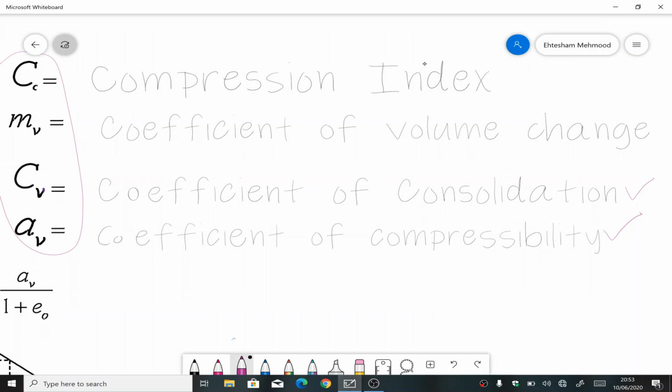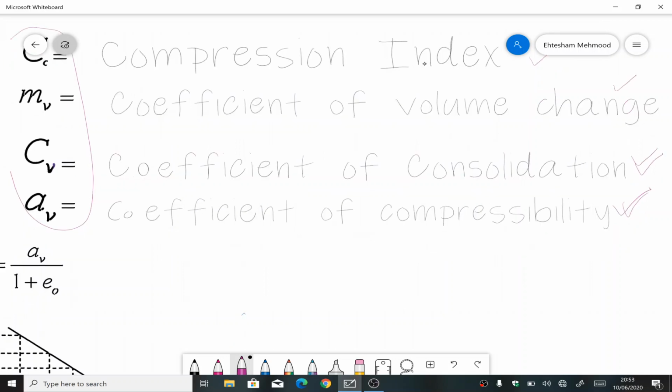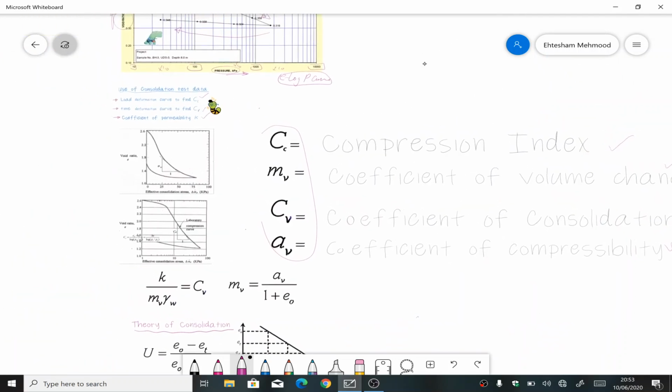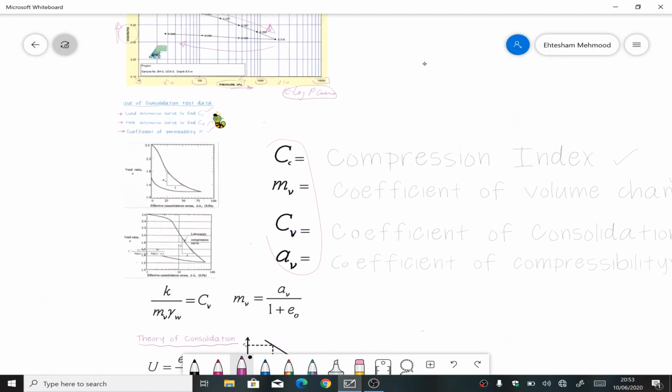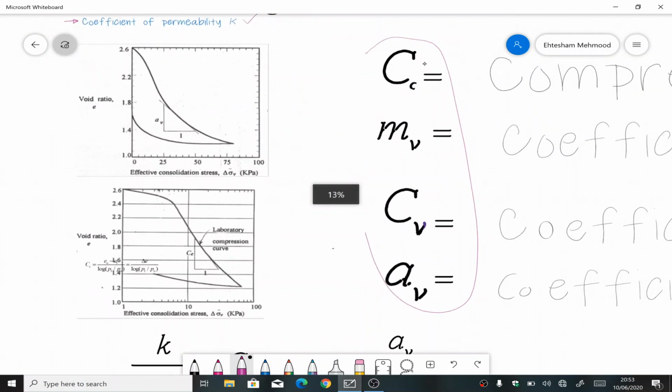Once again, CC is compression index, MV is coefficient of volume change, CV is coefficient of consolidation, and AV is coefficient of compressibility. So you need to know how to find these values from the graphs and the readings of the consolidation test, because we will be using the equations and formulas in our numericals. So we just saw the chart of the e-log P curve.